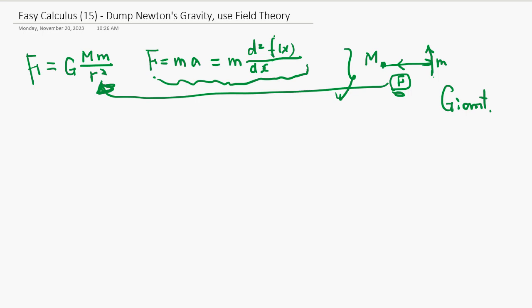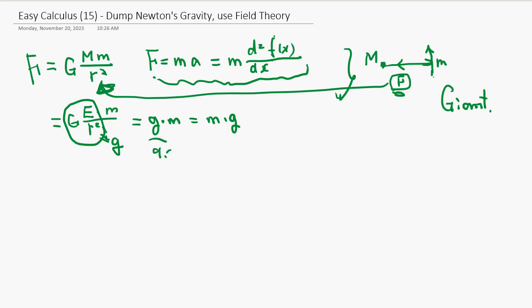So this gravity, if you take Earth and r square, and Earth's radius is about 8,000 miles. So on the Earth, this becomes g, the gravity constant, g m, or you can write mg, and this g is like 9.8 meters per second square.